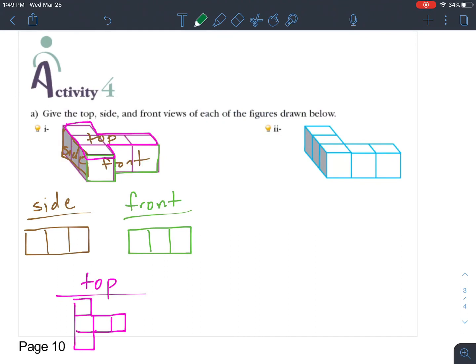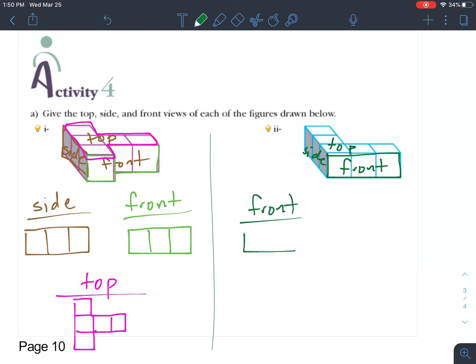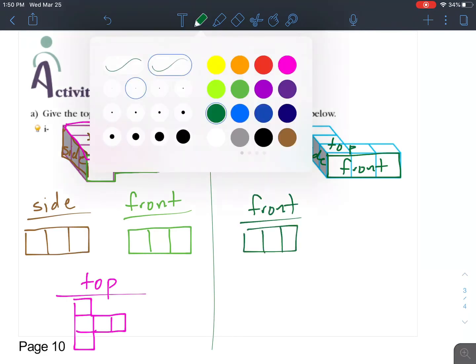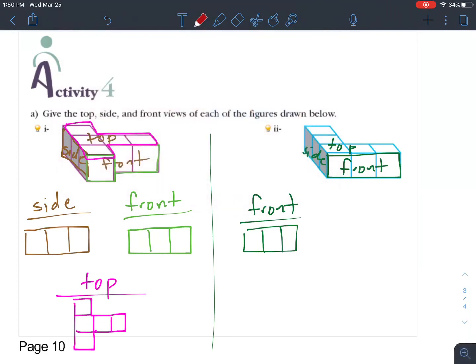Okay, in the second one then, labeling all the different parts, there's our front, there's our side, there's our top. So first off, we've got our front side, which is just going to be 3 wide and 1 tall. I'm going to do the side, which happens to look the exact same as what our front was.